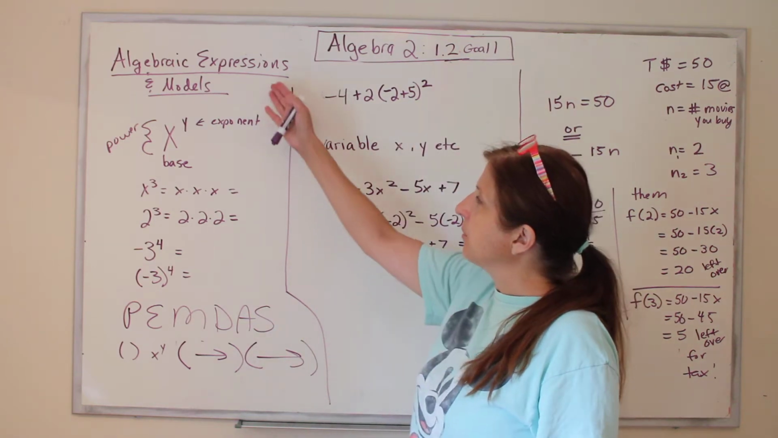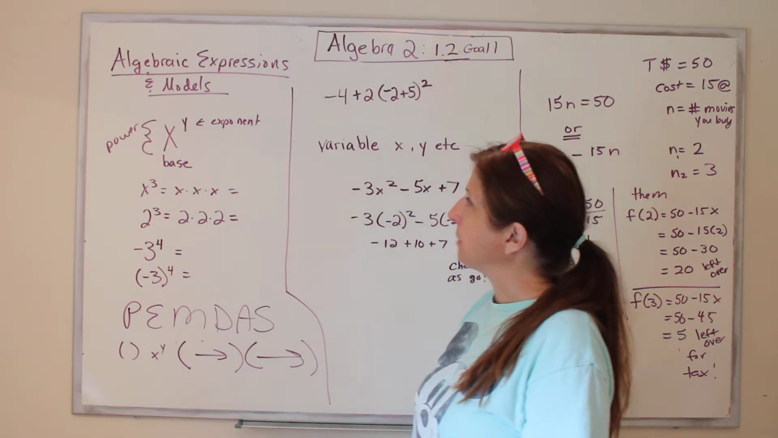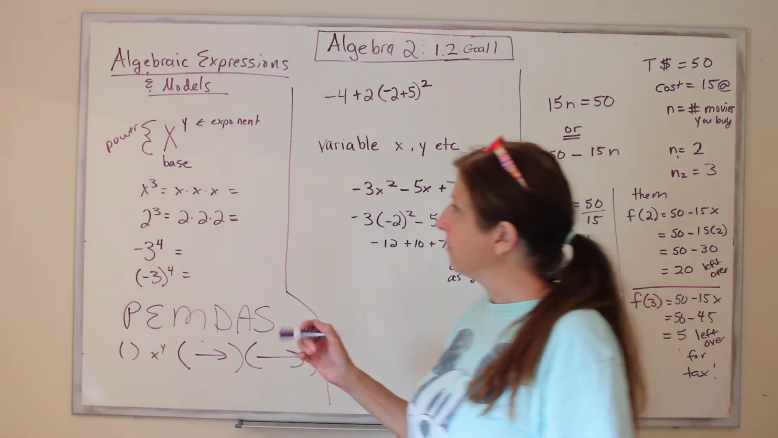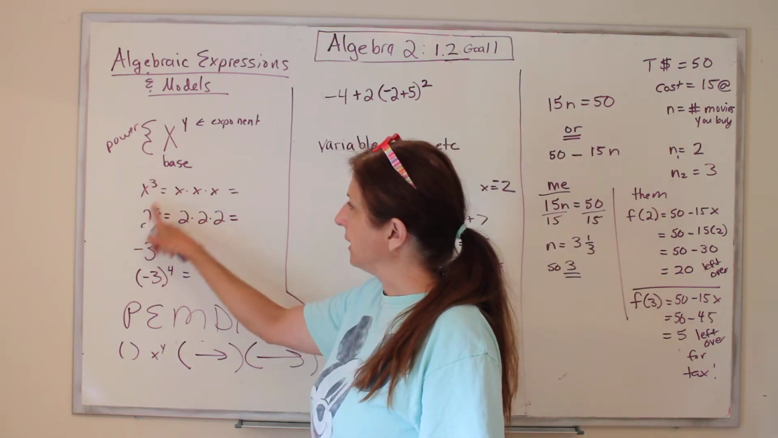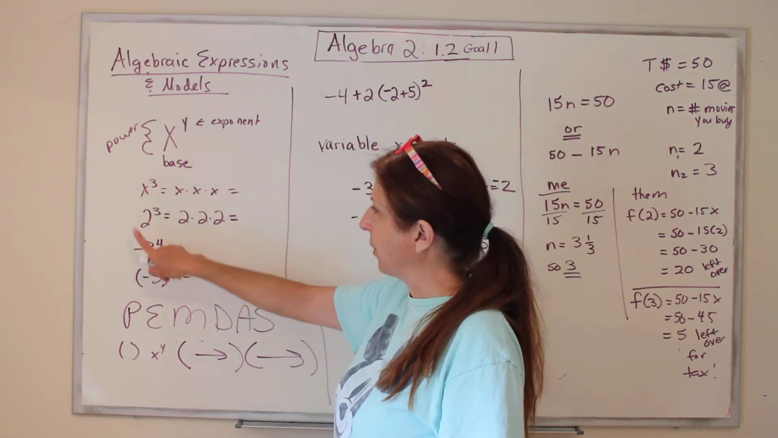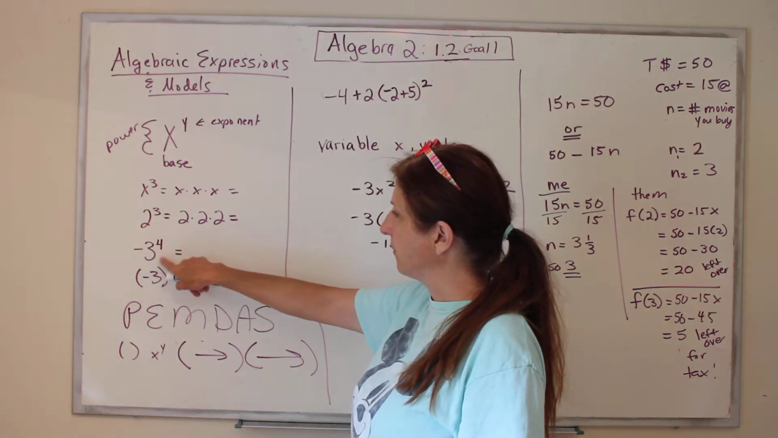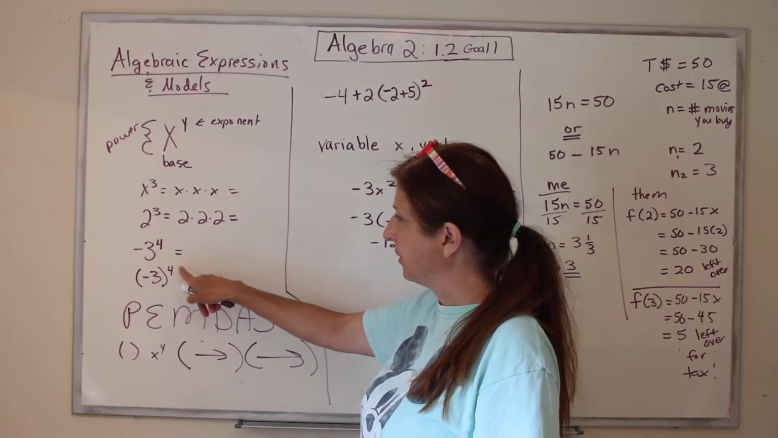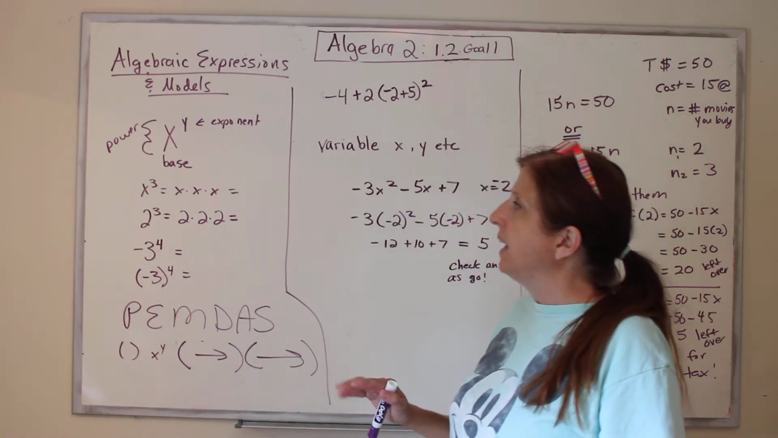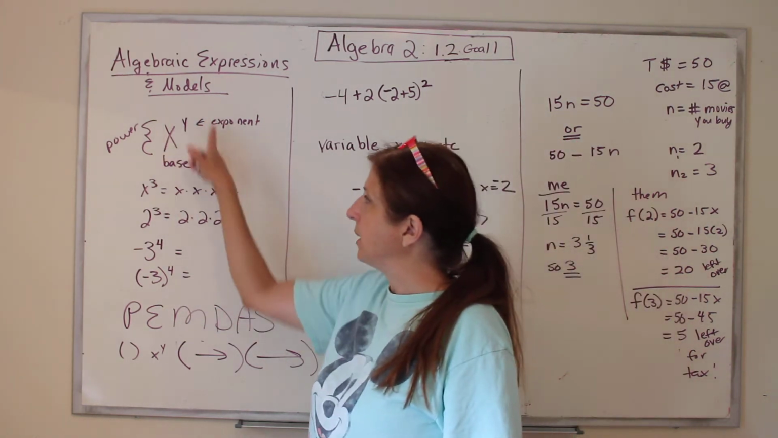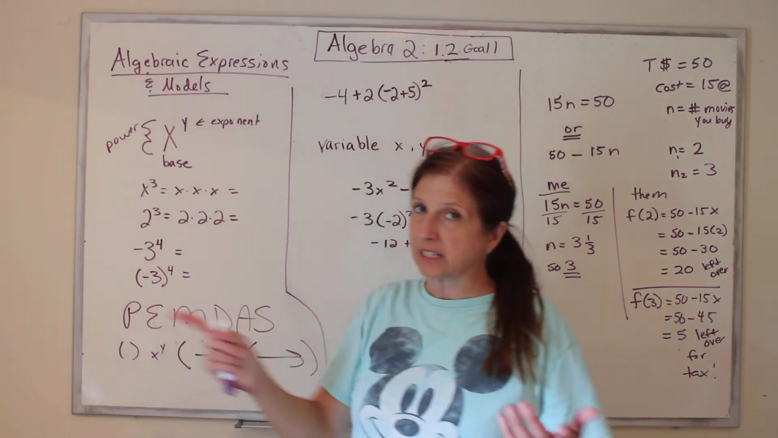All right. So this one is titled Algebraic Expressions and Models. So this is an exponent expression. It is x to the third power. This is 2 to the third power. This is negative 3 to the fourth power. We'll talk about that. Now this whole expression is called a power expression.